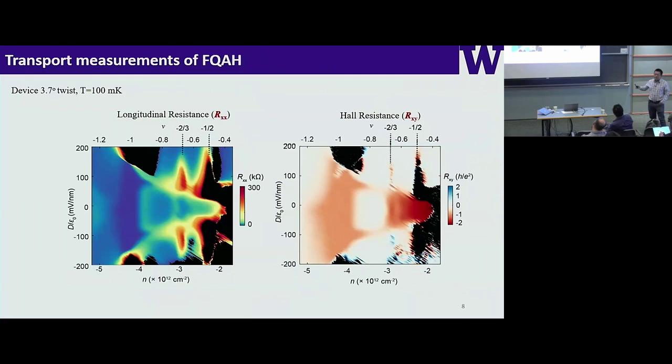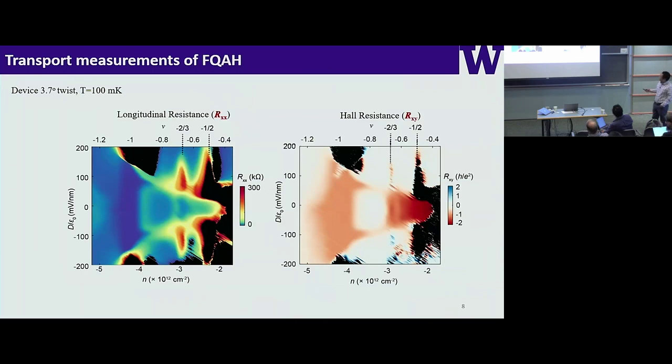So in addition to these optical measurements, we also performed transport measurements in twisted MoTe2. What I show you here on the left is the longitudinal resistance RXX as a function of filling factor on the horizontal axis, and the vertical axis is the electric field. On the right-hand side is the corresponding RXY. So there's a lot of information in this plot. What I emphasize is, look at the RXX plot. The color scale here: blue means vanishing RXX, red means a very large RXX on the order of 100 kiloohms or more, and black just means it's too large to measure.